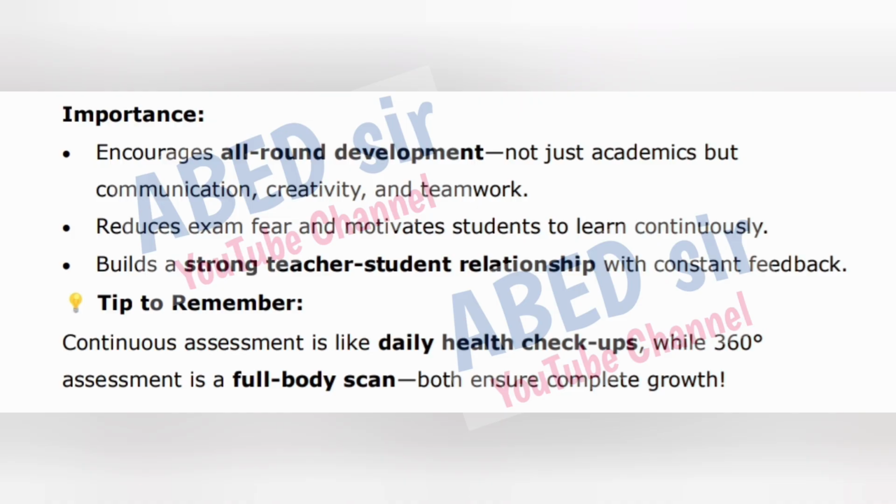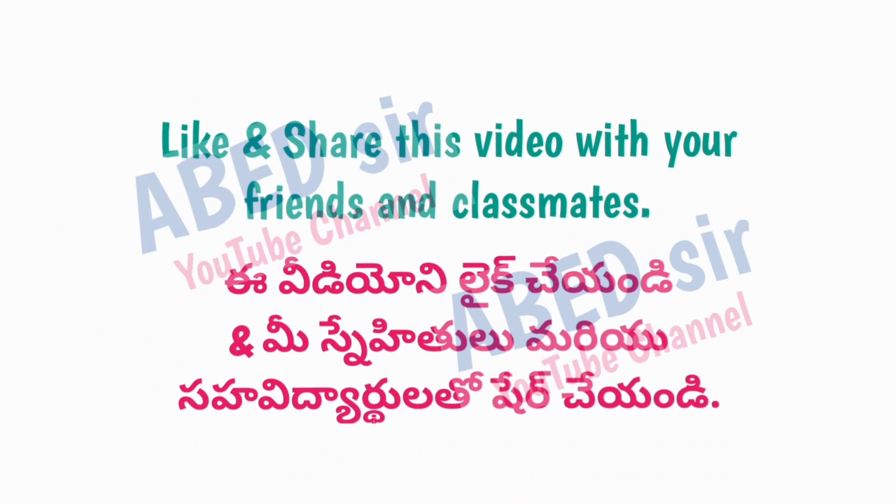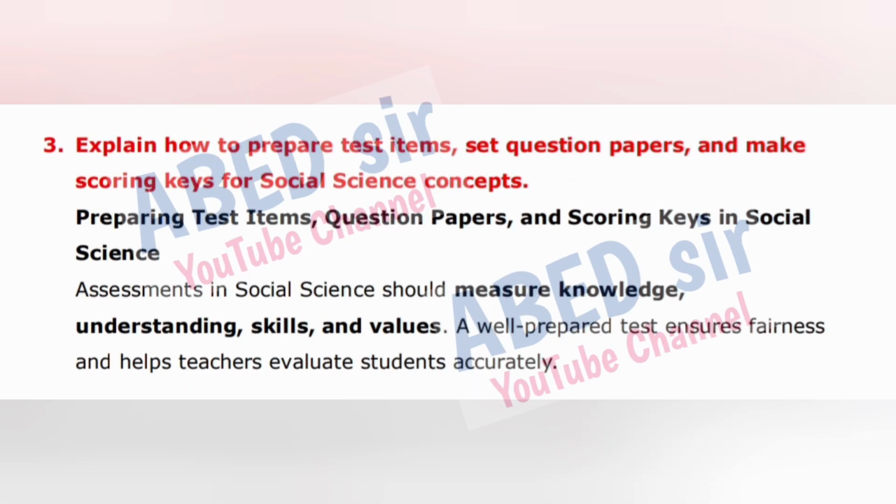Builds a strong teacher-student relationship with constant feedback. Tip to remember. Continuous assessment is like daily health checkups, while 360 degrees assessment is a full-body scan. Both ensure complete growth. Next important long question is 3. Explain how to prepare test items, set question papers, and make scoring keys for social science concepts.